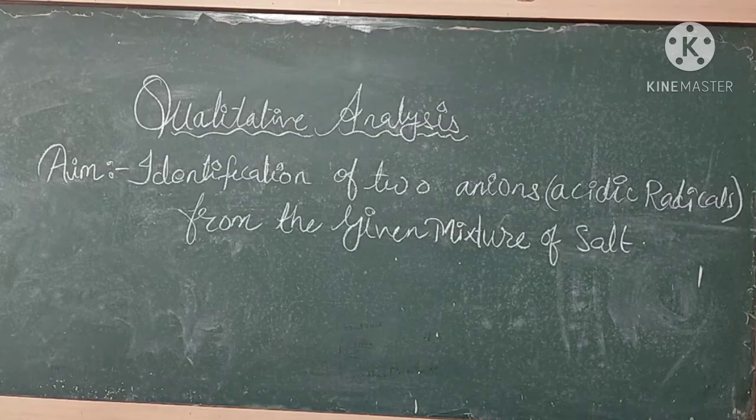Today we are going to perform a chemistry practical, that is qualitative analysis. In this experiment we have to take an unknown mixture of salt and identify the two different anions or acidic radicals. The aim of this experiment is the identification of two anions or acidic radicals from the given mixture of salt.